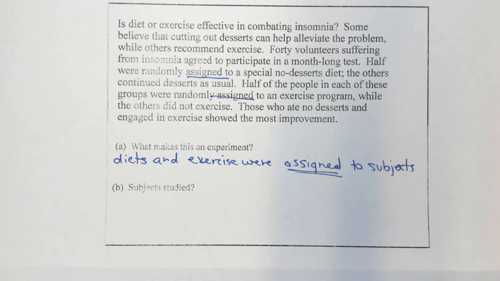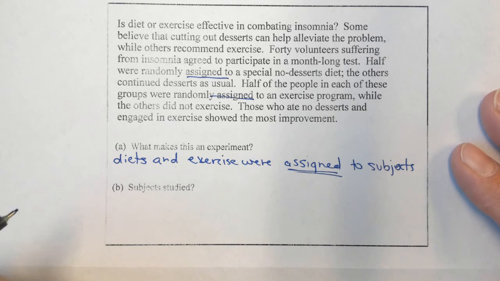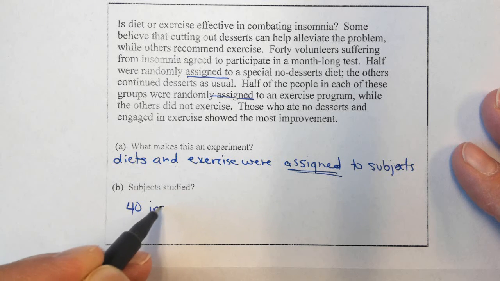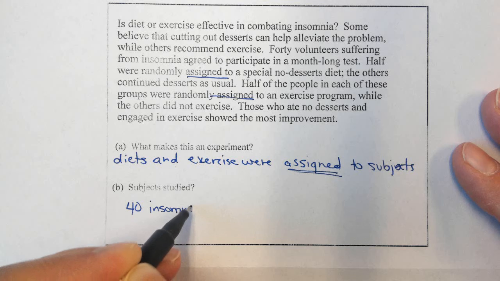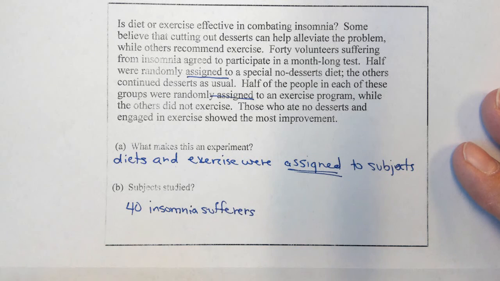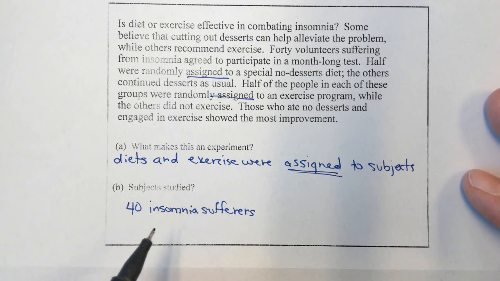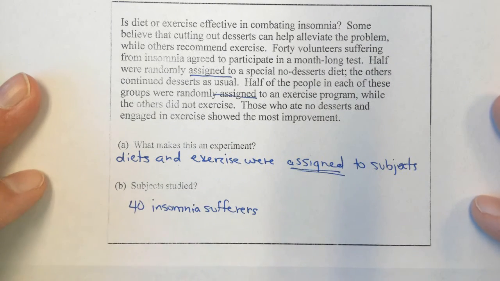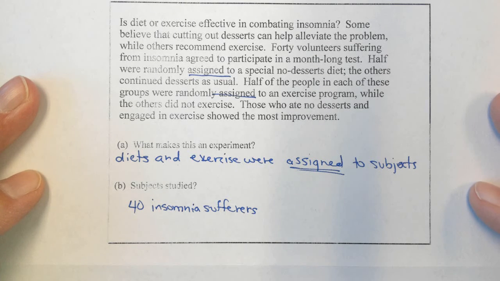Who are the subjects? So the 40, let me see if I can say this shorter. Insomnia sufferers. Is that a word? Can I say it? Yes. Insomniacs. Oh, that's fancy. I wouldn't have got that. So you could say insomniacs and shorten that a little bit. Okay, easy stuff, right? Just learn the vocabulary.